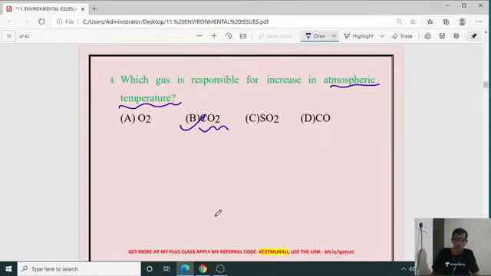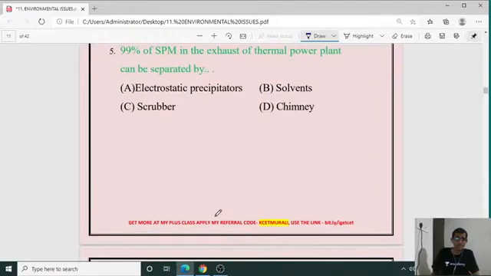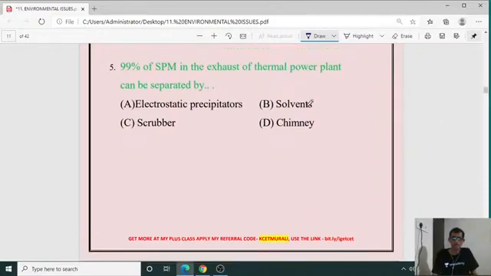Okay. Next, question number 5. 99% of SPM, suspended particulate matter, in the exhaust of a thermal power plant can be separated by which method? How can we separate out the SPM which is going to be ejected from the thermal power plant before entering into our atmospheric air?